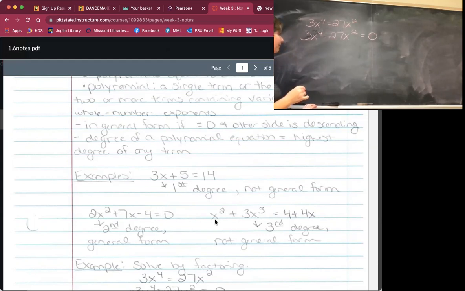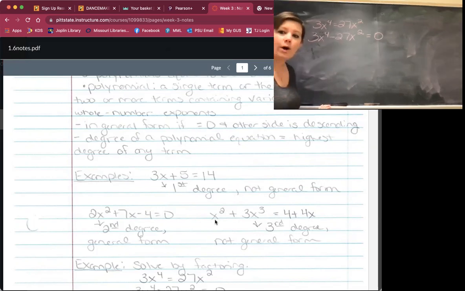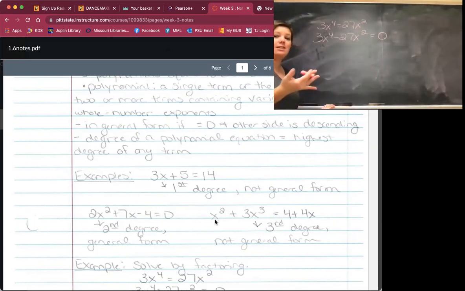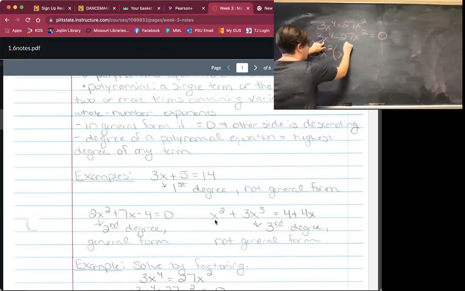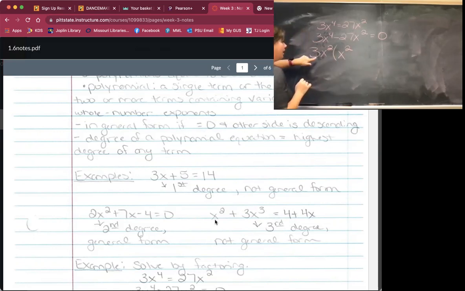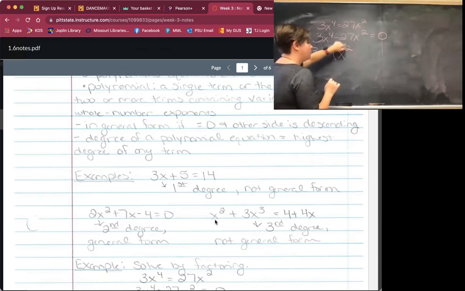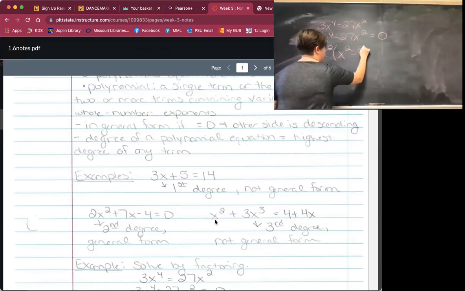Once I have it equal to 0, and since I only have 2 terms, I'm going to look at those 2 terms and I'm going to ask, what do those 2 terms have in common? Do they have anything in common? Well, does 3 and 27 have anything in common? Yes, they have a 3. And then what about x to the fourth and x squared? Well, they have an x squared. So I can take out a 3x squared. So 3x squared times what gives me 3x to the fourth? Well, x squared. And 3x squared times what gives me a minus 27x squared? Well, that'd be a minus 9.